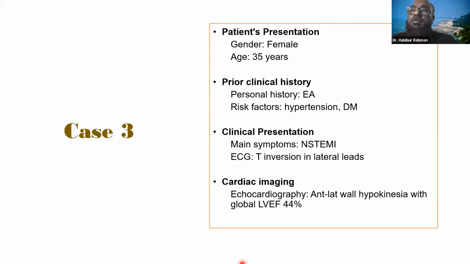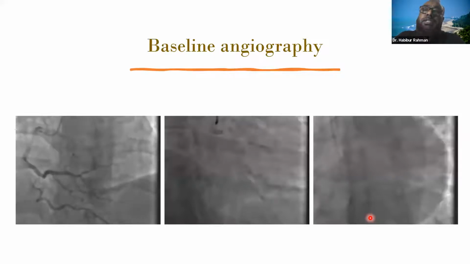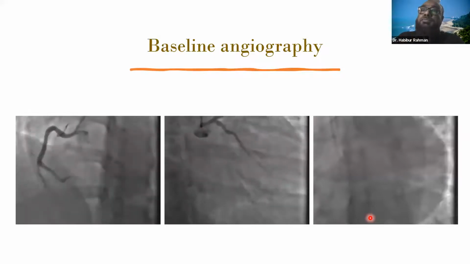So coming to the third case, it is a non-left main bifurcation. A female patient, 35 years old, had a personal history of effort angina, and risk factors hypertension and diabetes. This time she presented with NSTEMI, and ECG revealed T inversion in lateral leads, and she had anterior and lateral hypokinesia with mild LV ejection fraction dysfunction.